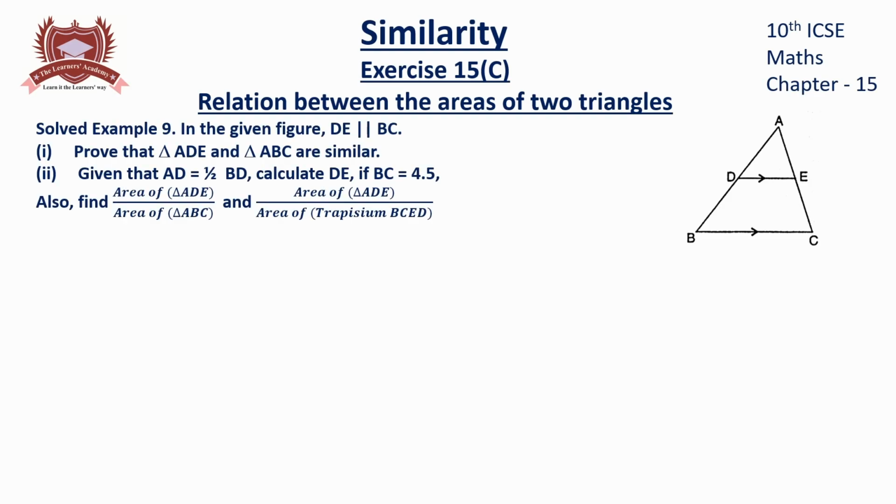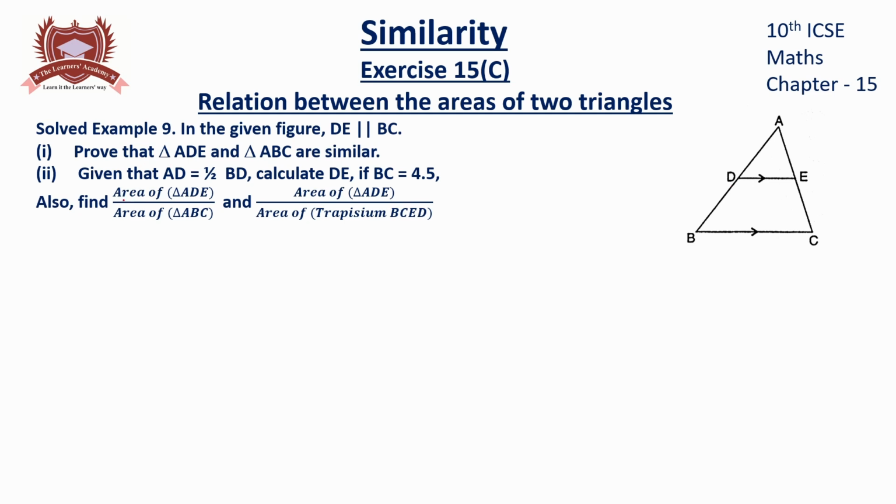We will first start with solved example number 9. This is quite a unique kind of example, because there is a trapezium involved here as well. So in the given figure, DE is parallel to BC. So this DE is parallel to BC. This kind of sign is used to show that they are parallel. Given that AD is half of BD, so AD is half of BD. Calculate DE if BC is 4.5.